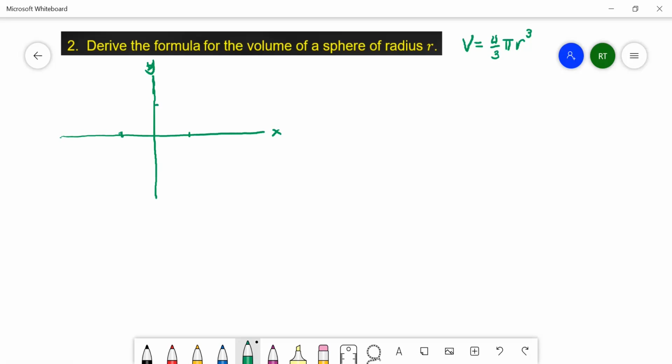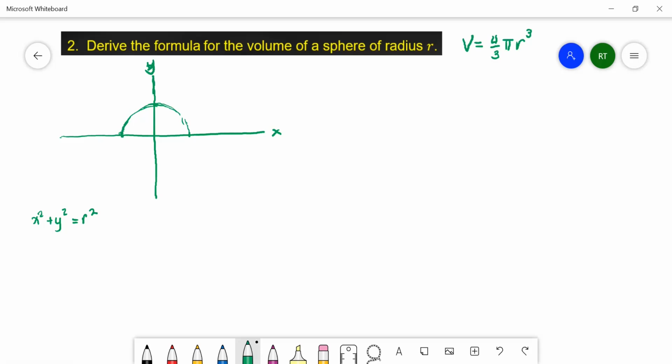Okay, of course, the equation of the circle is x squared plus y squared is equal to r squared when the center is at 0, 0. So just consider half of the circle. So we have a semicircle above the x-axis. Just imagine that this is a semicircle. It may not be perfect.